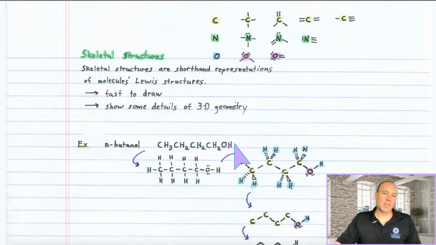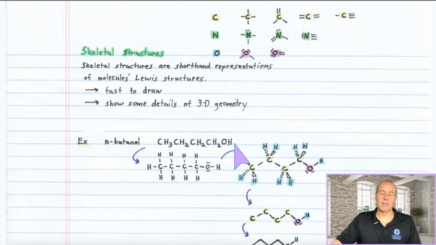Now, skeletal structures are not mentioned in chapter 4 of your textbook, but I thought it's appropriate to discuss them at this point in the course. These are shorthand representations of molecules' Lewis structures. So they're easy ways to draw Lewis structures. Some of the pros are they're very fast to draw. And also, they will usually show some of the details of three-dimensional geometry as well.